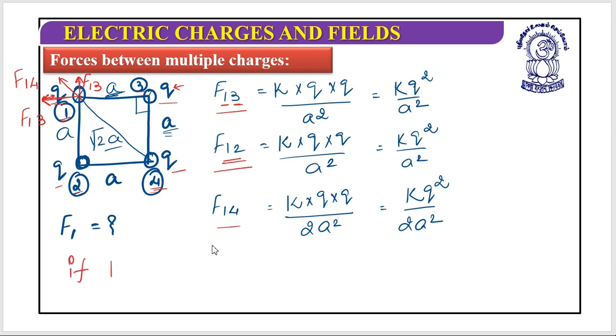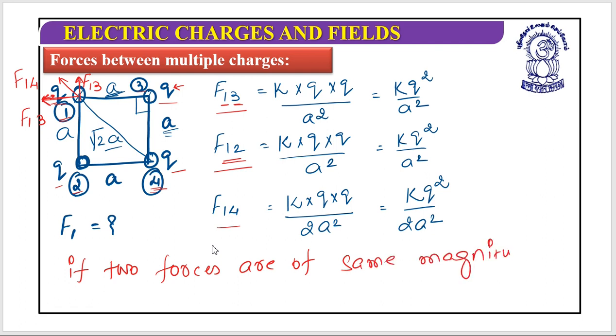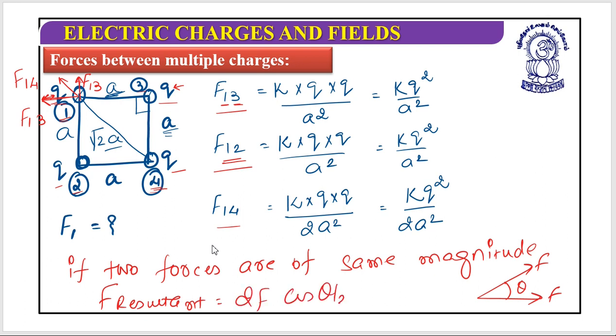I have used one relation which is very important. If two forces are of the same magnitude, let's say this is F, this is F, and they have a certain angle theta, then this resultant F would be equal to 2F cos theta by 2. And this is not only for forces, this is true for every vector. So remember this: if two forces are of the same magnitude, the resultant would be 2F cos theta by 2. Then what next?